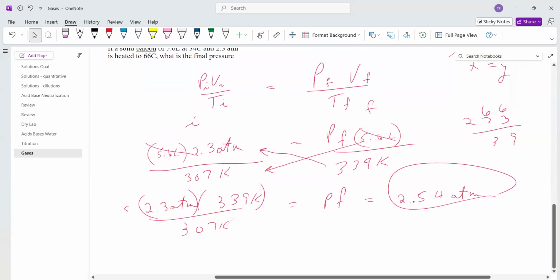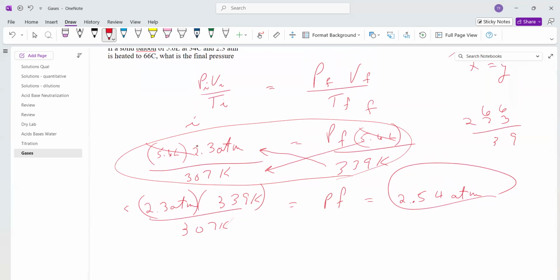Now, it's important for you to be comfortable with this manipulation. So on a test, if you set this up like that, but you got the wrong answer, the setup is correct. I would just mark off because you didn't get the right numerical answer. The setup is correct though.